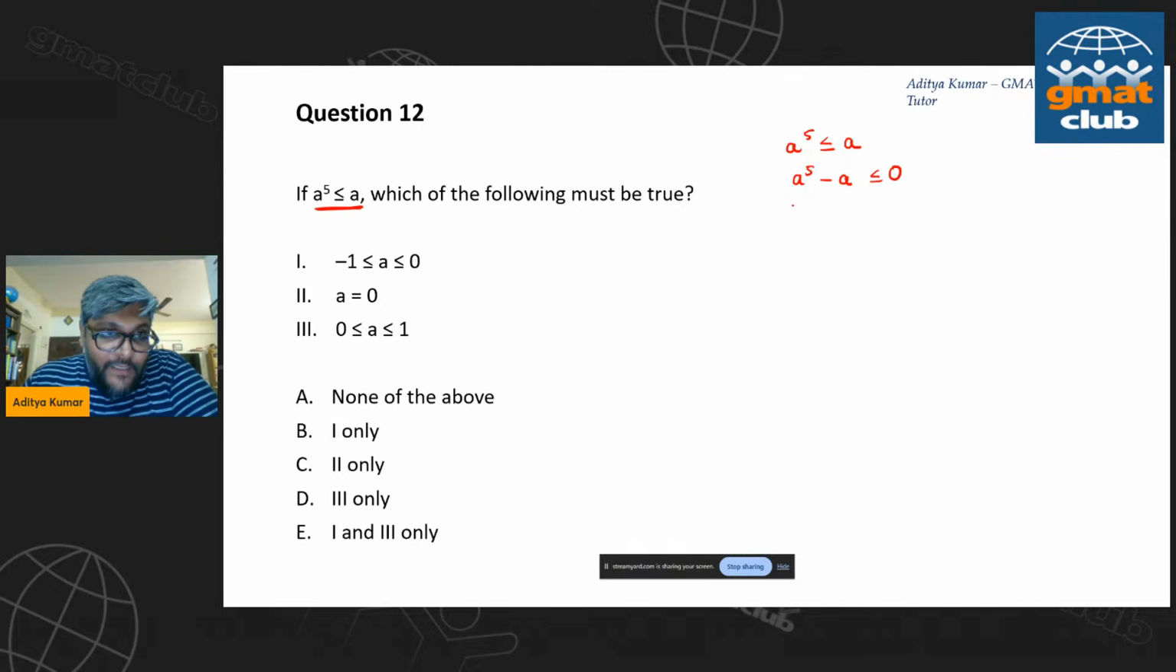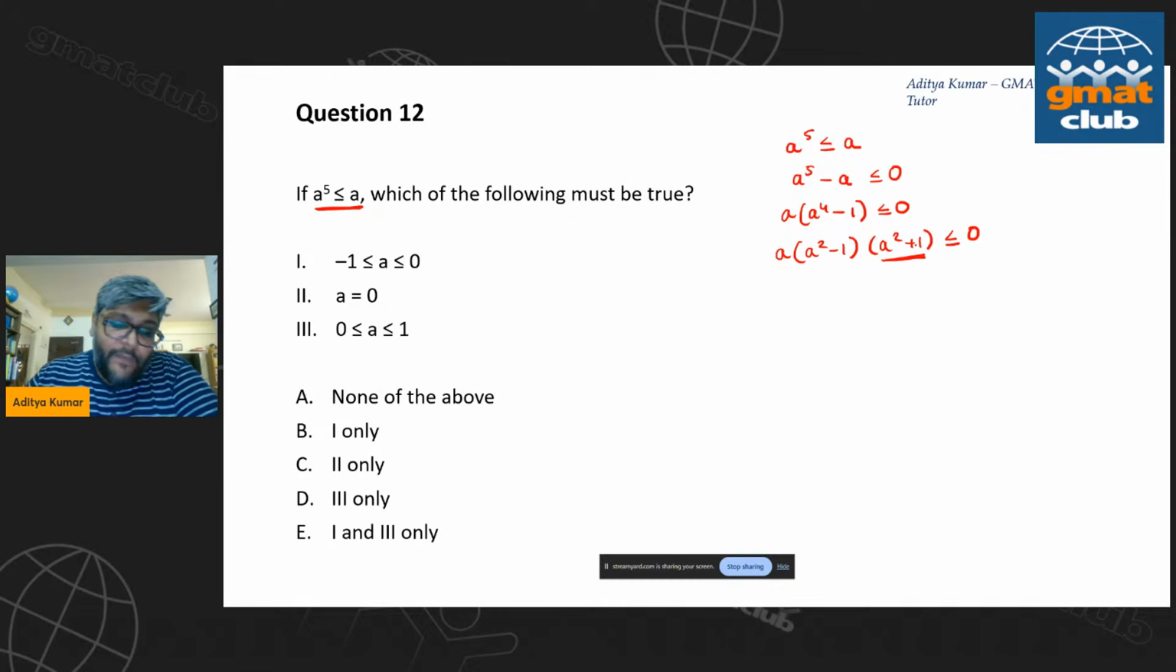If you made a mistake here, see where you made your mistake. I take a common: a into a to the power of 4 minus 1 is less than or equal to 0. I can't stop here. Remember, guys, I have to factor it out to its lowest form. So a to the power of 4 minus 1, you should be able to identify as a square minus b square. So a into a square minus 1 into a square plus 1 is less than or equal to 0. Now I take a step back and pause. What did I say? The three golden rules: factor out the even powered terms and ignore them. A square plus 1 is always going to be an even powered term. No matter what, it will be positive, so I can ignore that positive term.